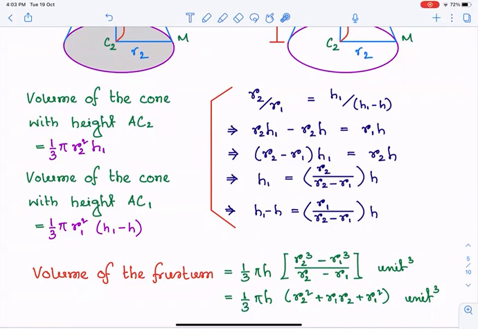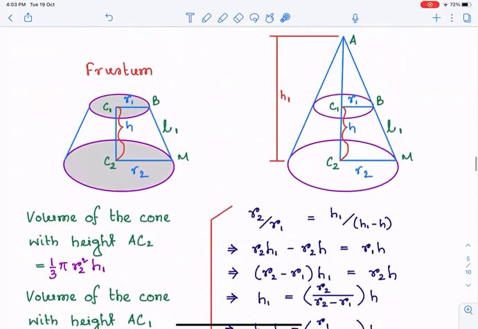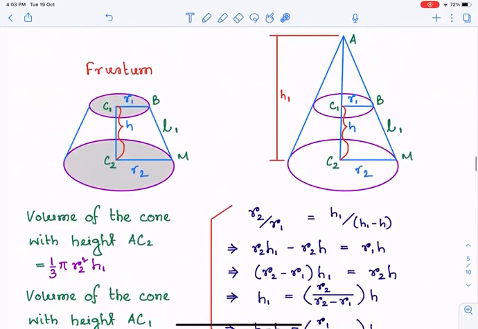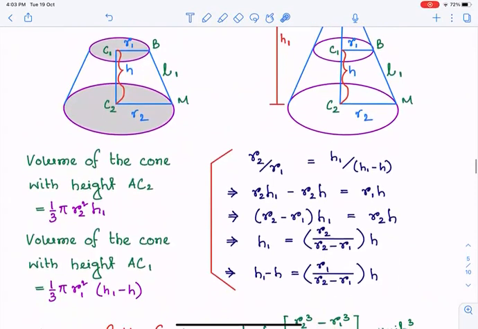Is that okay with everyone? This result? Has everyone followed how we have got this result?